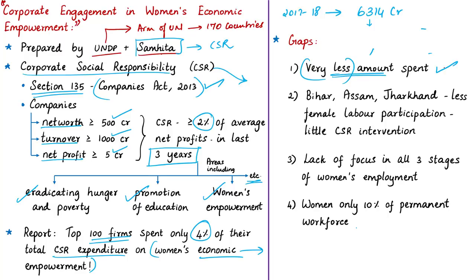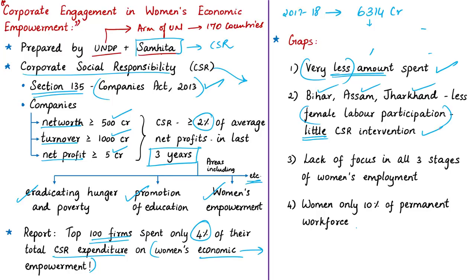And it is also to be noted that states such as Bihar, Jharkhand and Assam have a very low female labor participation rate. So ideally, these states require more focus on women's economic empowerment. But the report says that these states saw very little CSR intervention.